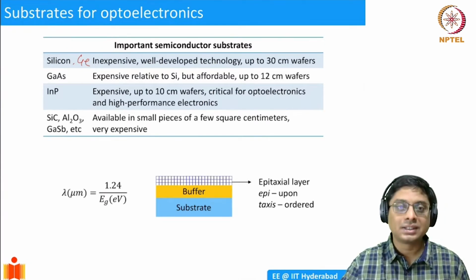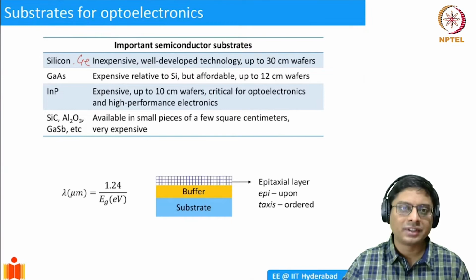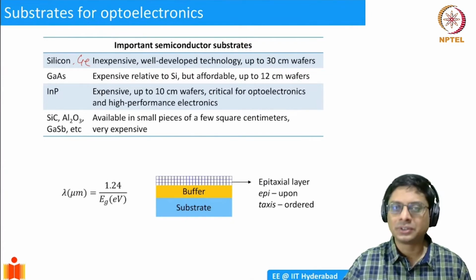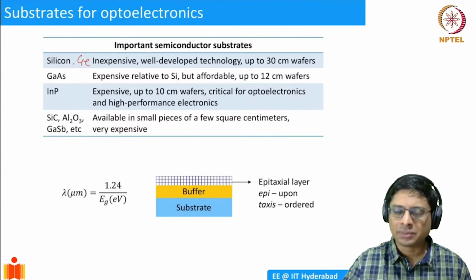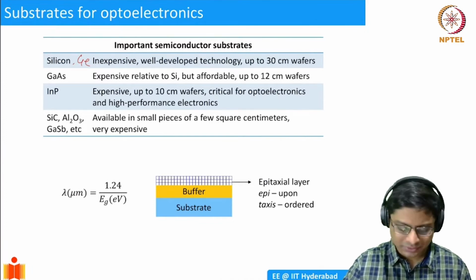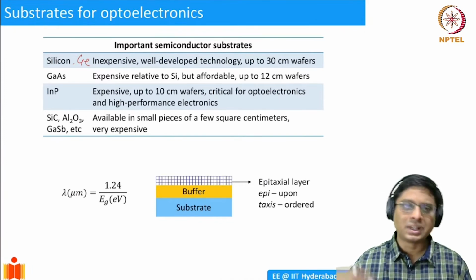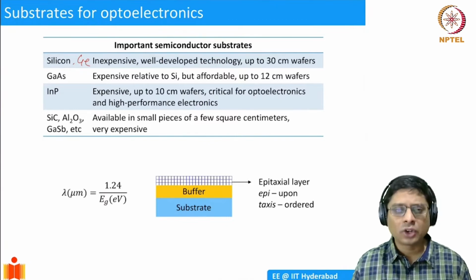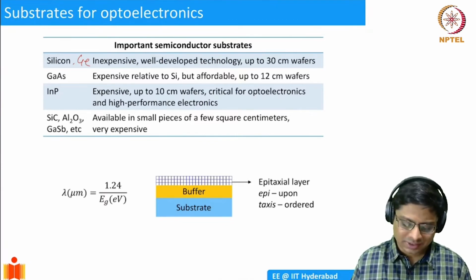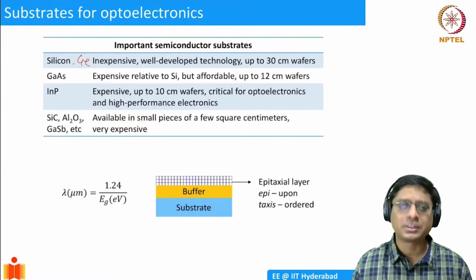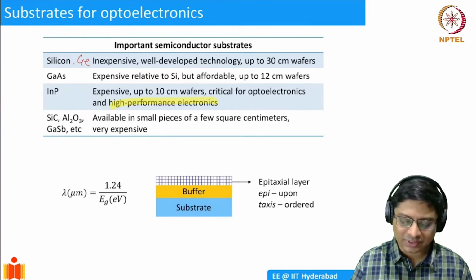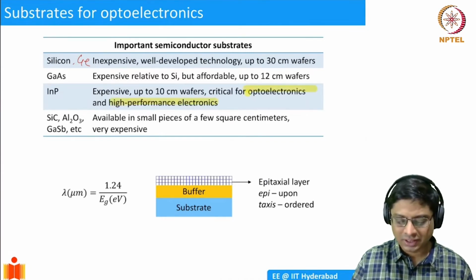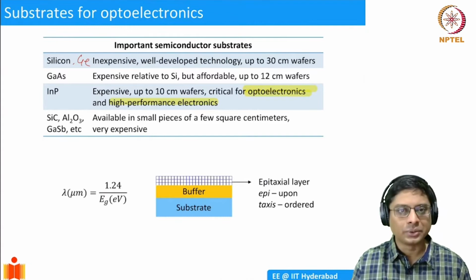But gallium arsenide wafers are available, but they are more expensive compared to silicon. And also, the diameter of the gallium arsenide wafer is much smaller. We can typically only get up to 4 inches in diameter. Okay, that's about 12 centimeters. If you have indium phosphide, which is another commonly available substrate, this is an even smaller diameter, and it's much more expensive. But it turns out that indium phosphide is very, very useful for high performance electronics and optoelectronics. Okay, we cannot live without this. So this is still used.